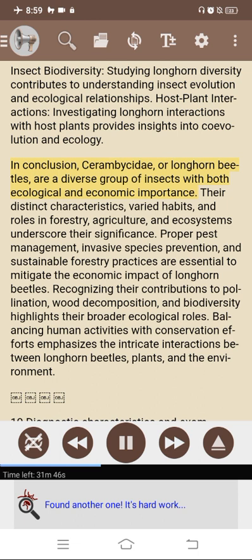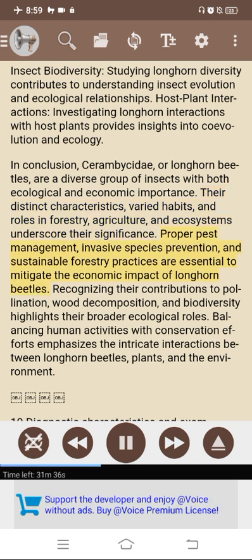In conclusion, Cerambycidae, or longhorn beetles, are a diverse group of insects with both ecological and economic importance. Their distinct characteristics, varied habits, and roles in forestry, agriculture, and ecosystems underscore their significance. Proper pest management, invasive species prevention, and sustainable forestry practices are essential to mitigate the economic impact of longhorn beetles.